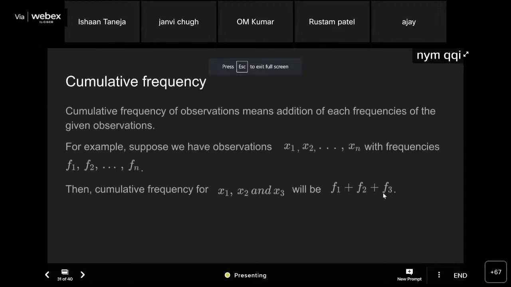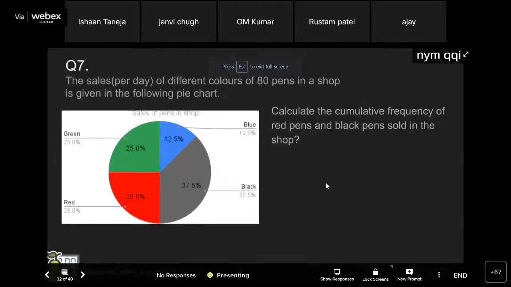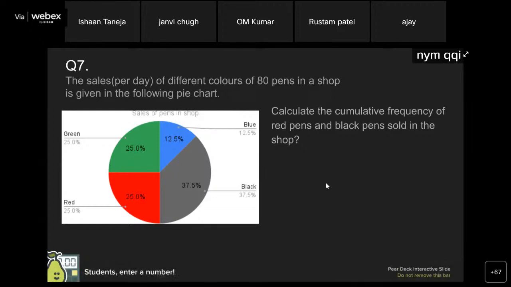Okay. So we have done the cumulative frequency. So let's answer one question on that as well. Calculate the cumulative frequency of red and black pens sold in the shop.